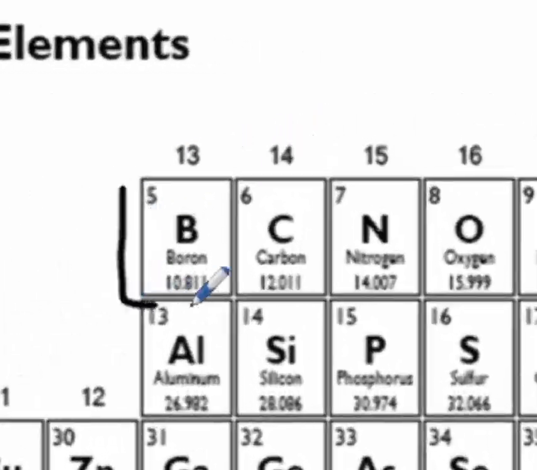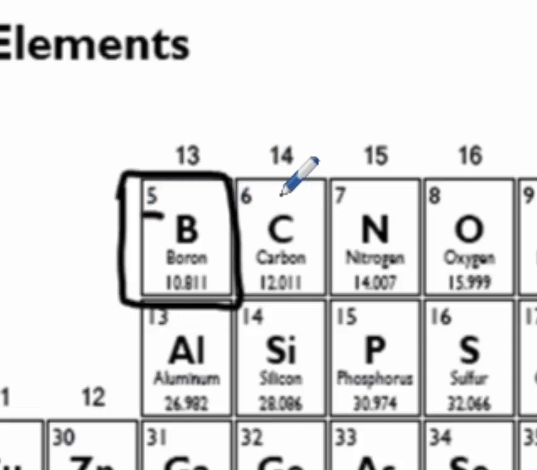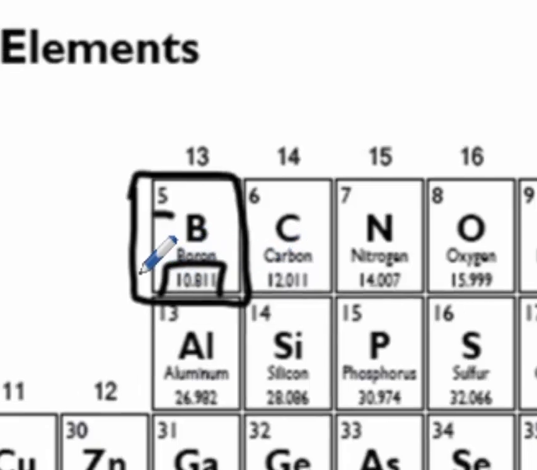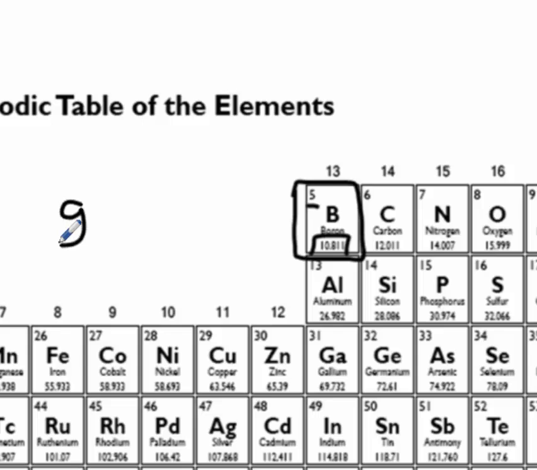If I box in boron here and we look just at that element, on the periodic table you are given the atomic number, which in this case is 5, and that tells us the number of protons. You have the element symbol, the element name, and then you also have the atomic mass down here. And for boron, it is 10.811. Now the units and the labels on that atomic mass is going to be grams per mole. So for boron, it has 10.811 grams per 1 mole.